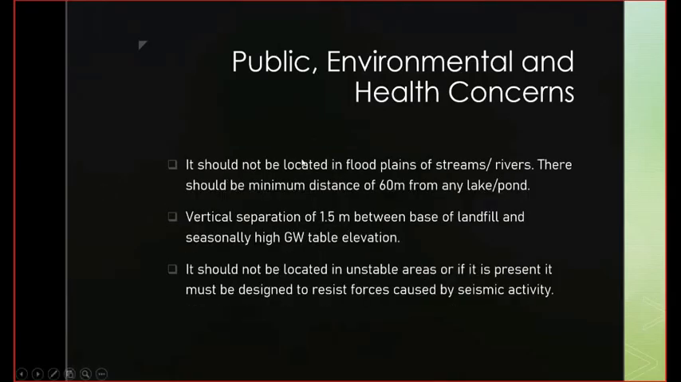Next is, it should not be located in floodplains or streams or places near a river. It should be at a minimum distance of 60 meters from any lake and pond. Vertical separation of 1.5 meters between the base of landfills and seasonally high groundwater table elevation should be present in landfill areas. It should not be located in unstable areas, or if it is, it must be designed to resist forces such as seismic waves. So in areas prone to earthquakes, we have to be careful how we engineer that landfill area.